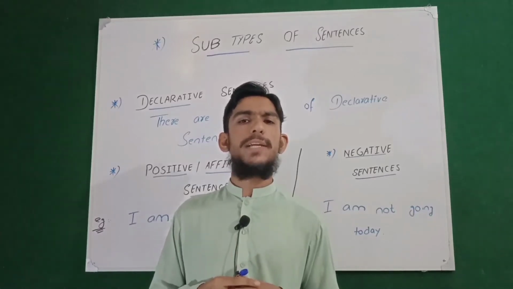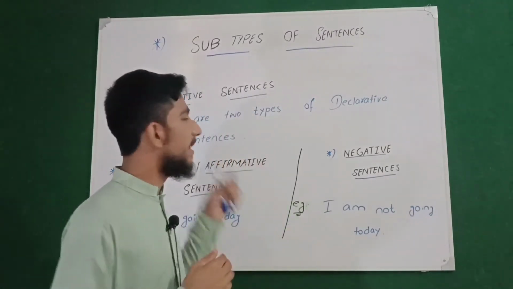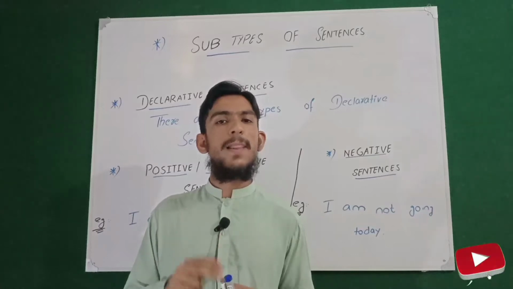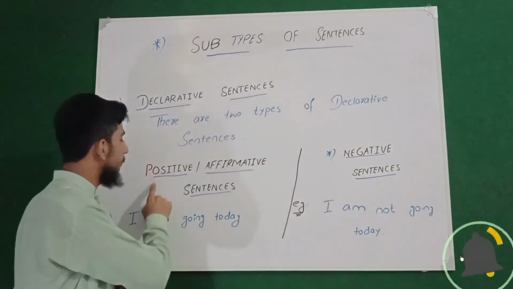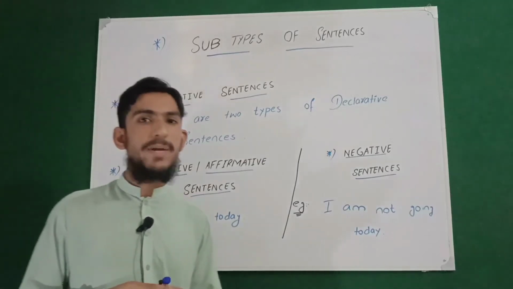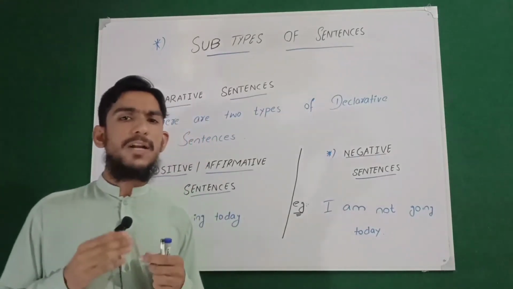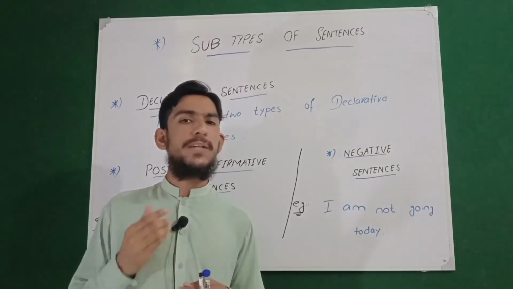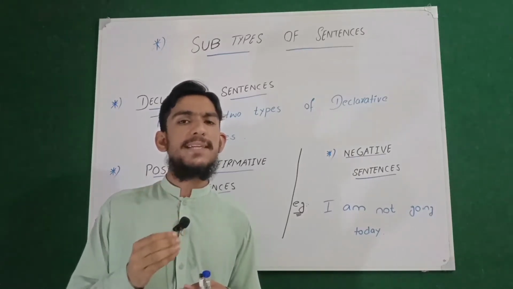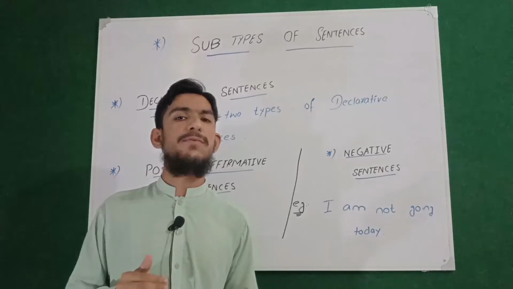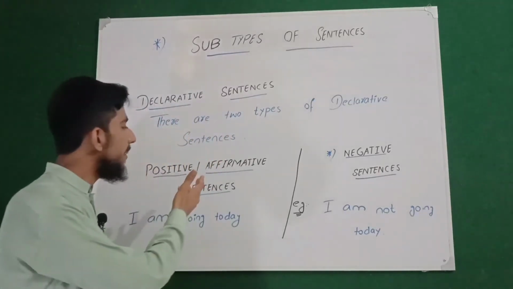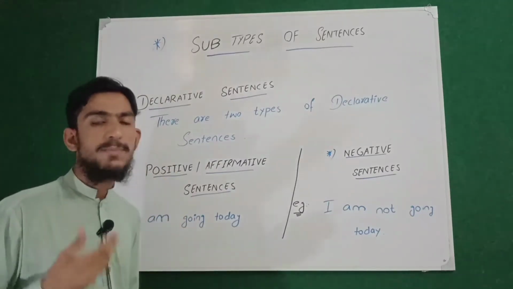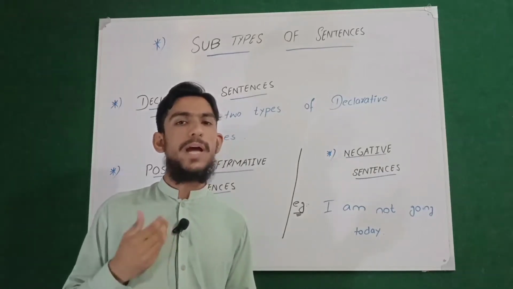Now the grammarians have written in their books that the declarative sentences, which are basically assertive sentences or statement sentences, have two types. The first one is positive sentences, which are also called affirmative sentences. Remember that positive sentences are those in which there is no negation. Negation means that not is not involved in this type of sentence. For example, I have written: I am going today. These types of sentences are called positive or affirmative sentences.